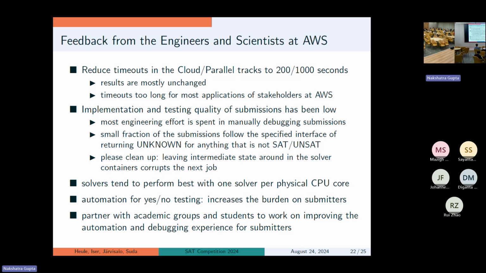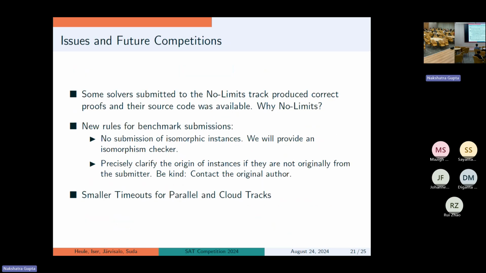I also checked the certificates if they output some. So actually, they could have participated in the main track because the certificates were also correct, at least for those who output proofs, and also they did not hide their source code. So it's a bit strange, but maybe you can explain your motivation, if any of these guys is here, why that is the case. Okay, then.